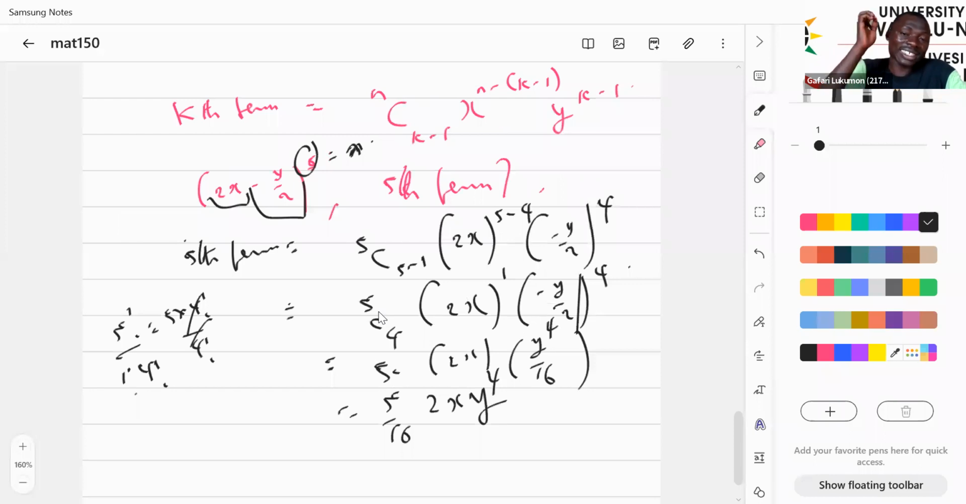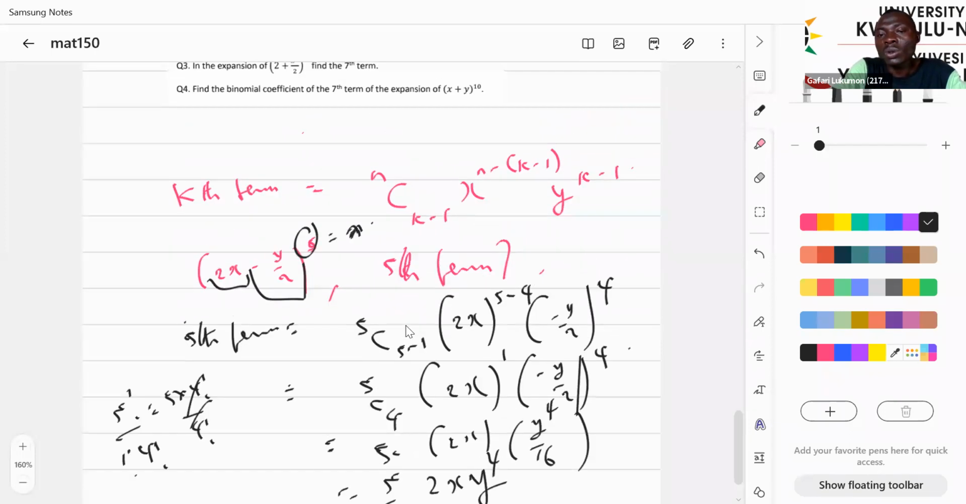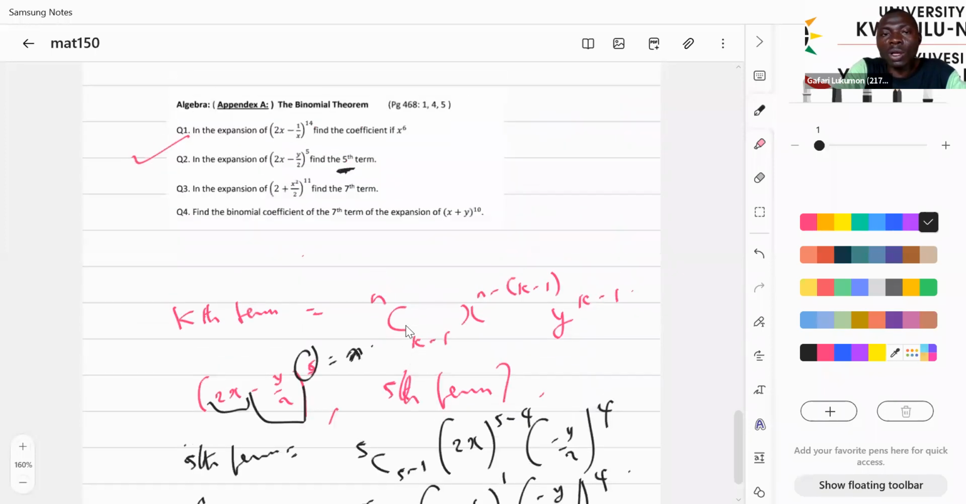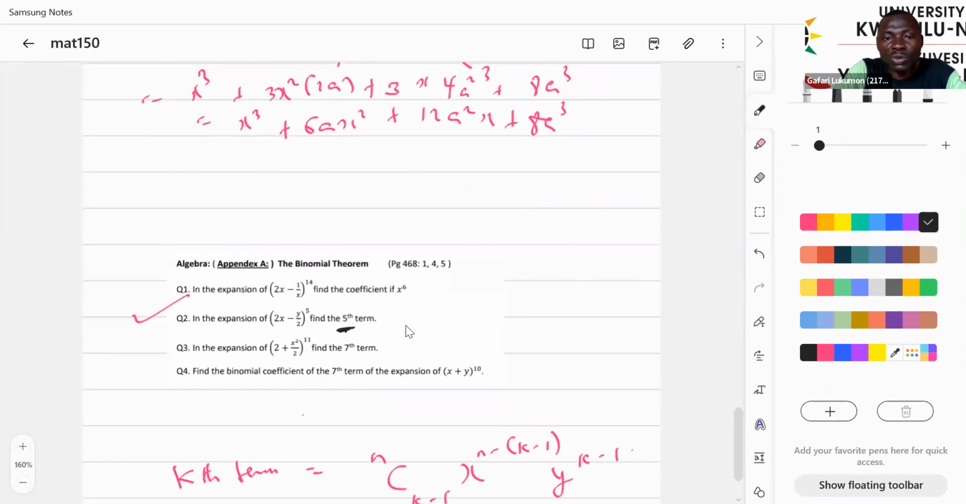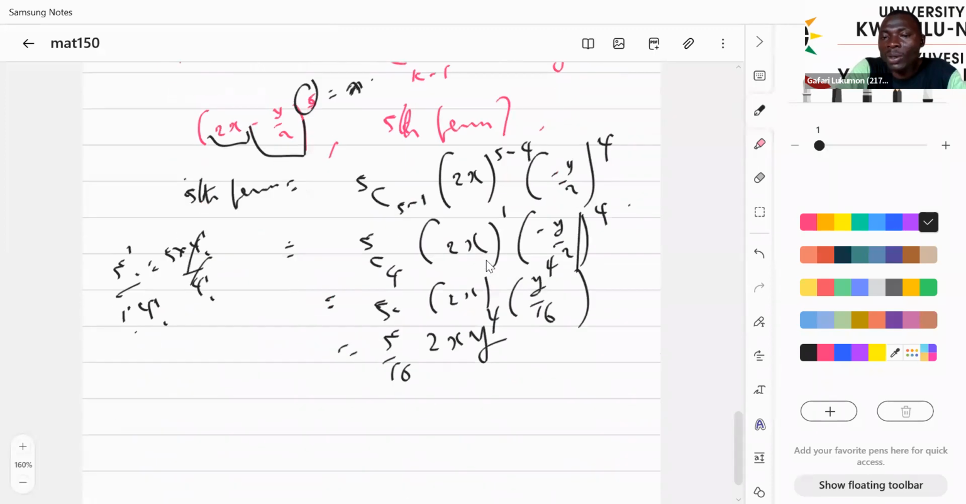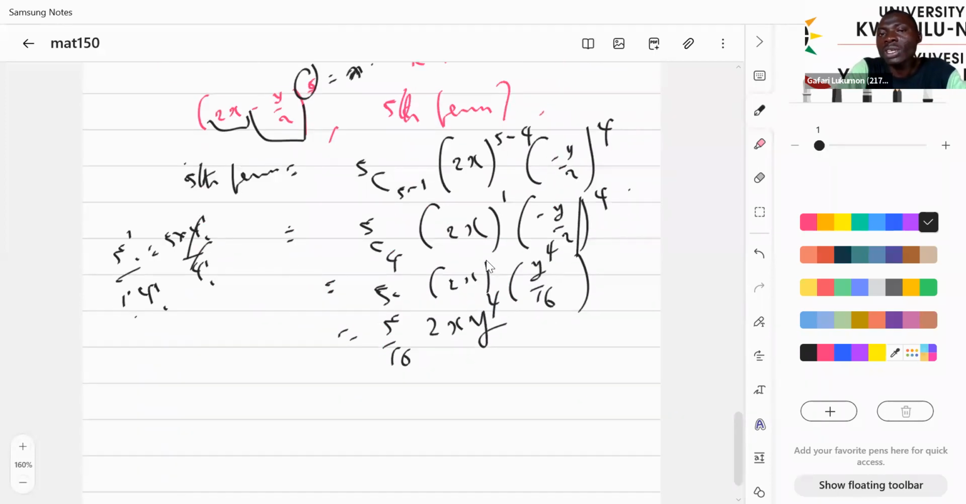You will see that my fifth term gives rise to y raised to power 4. It means if I want to know y raised to power 6, or s raised to power 6, then I have to find the 7th term using this formula.